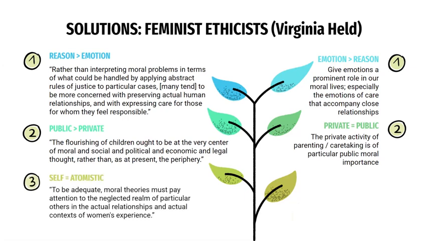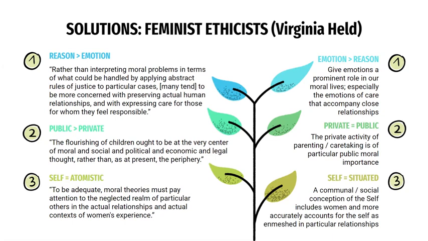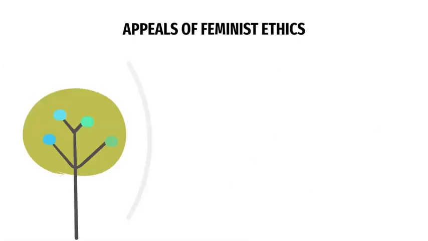Also, reimagine the self as this atomistic notion, an abstract entity. To be adequate, moral theories must pay attention to the neglected realm of particular others in the actual relationships and actual contexts of women's experience, which had obviously been neglected in the history of moral philosophy. So instead, we should think of the self as situated in a particular context. A communal social conception of the self includes women and more accurately accounts for the self as enmeshed in particular relationships, especially those relationships of care.